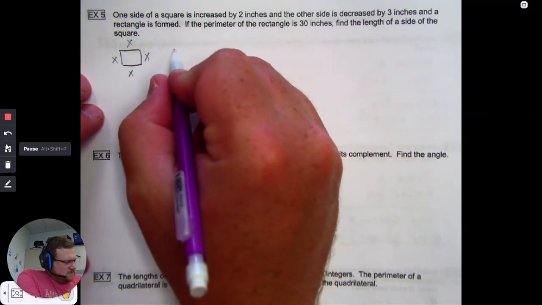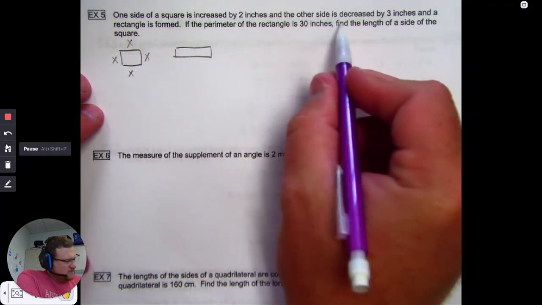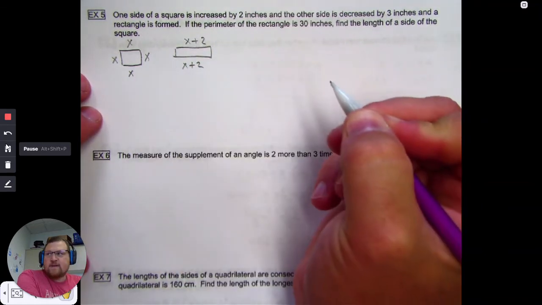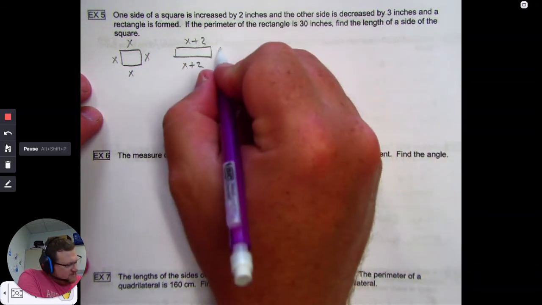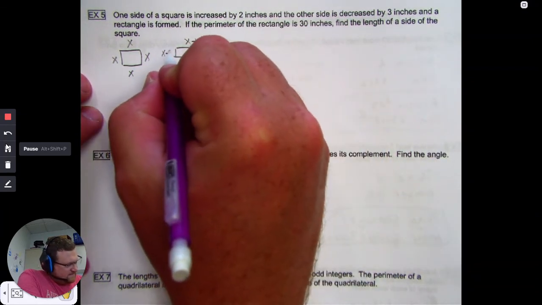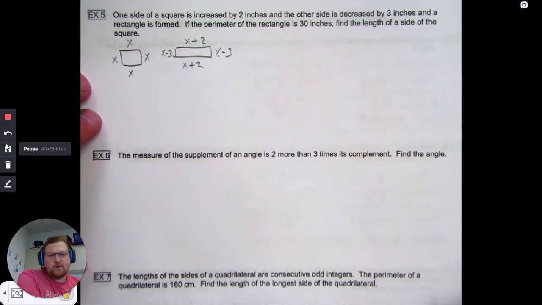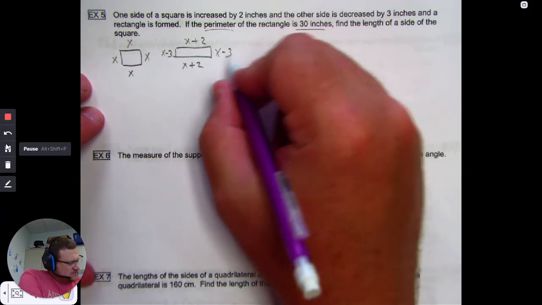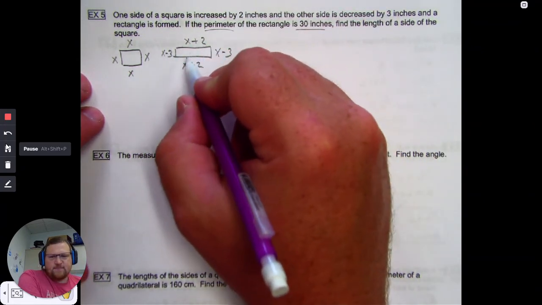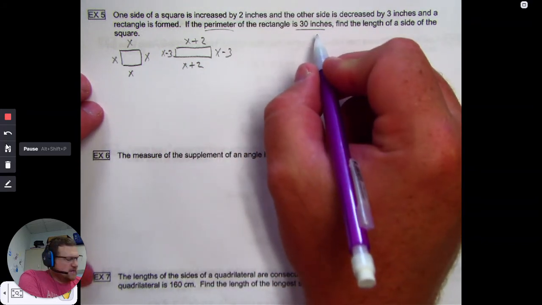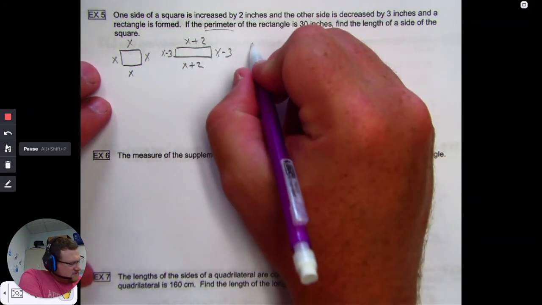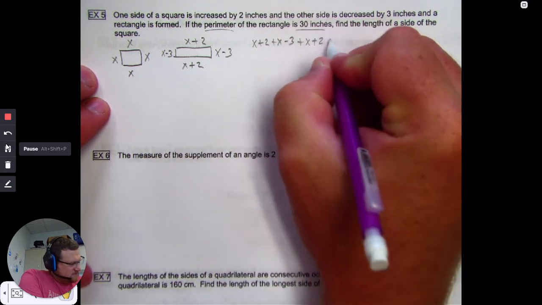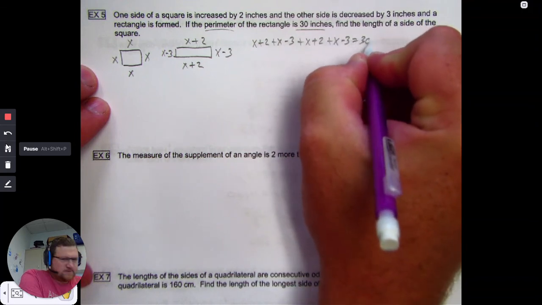Okay, then it tells us that one side is increased by 2 and one is decreased by 3. So if it's increased by 2, it'd be x plus 2. Okay, if it's decreased by 3, then it would be x minus 3. So now we have this rectangle that's formed. So it tells us the perimeter of the rectangle is 30 inches. So when I add all these 4 sides together, that has to equal 30 inches. That will allow us to solve for x. So x plus 2 plus x minus 3 plus x plus 2 plus x minus 3 equals 30.